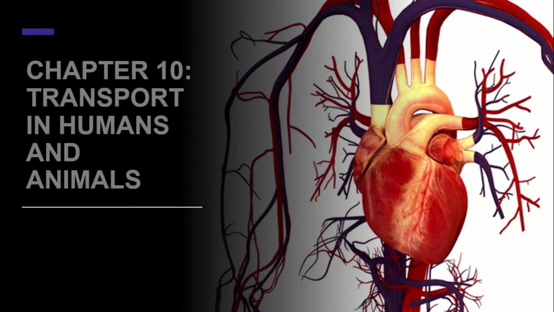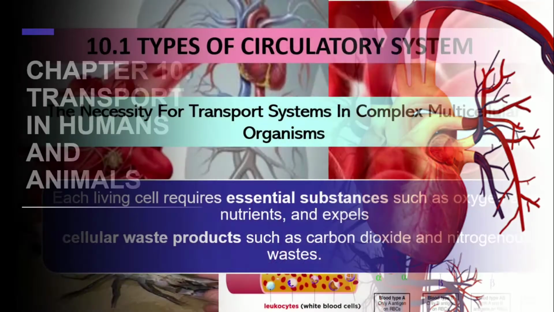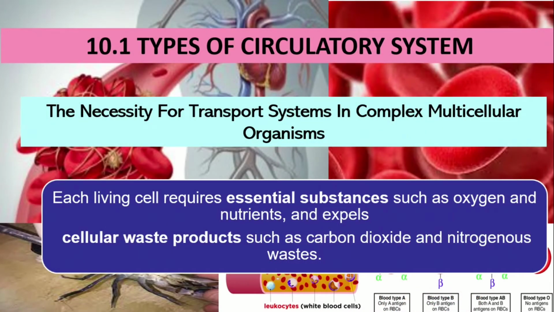So today we are going to continue the new chapter, Chapter 10 from Form 4, Transport in Humans and Animals. So without further delay, let's continue with subtopic 10.1, the types of circulatory system. This is the importance of the transport system in complex multicellular organisms.